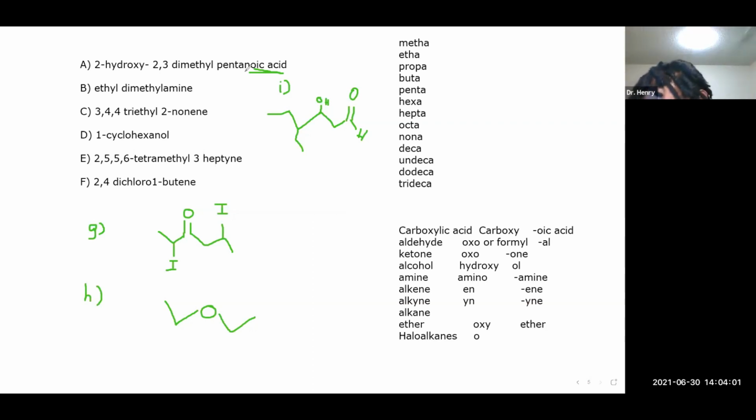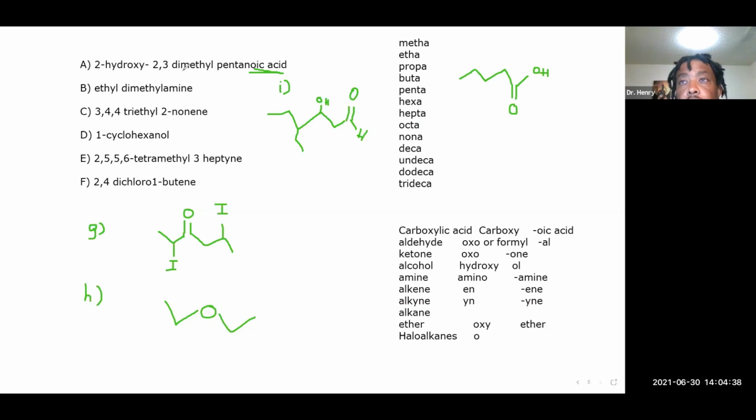Pentoic? 5. So we're gonna have 1, 2, 3, 4, 5. Okay, 5 carbons. So that means that this guy is gonna have a double bond to an O, and it's gonna be attached to an OH. Okay, so that's pentanoic acid.